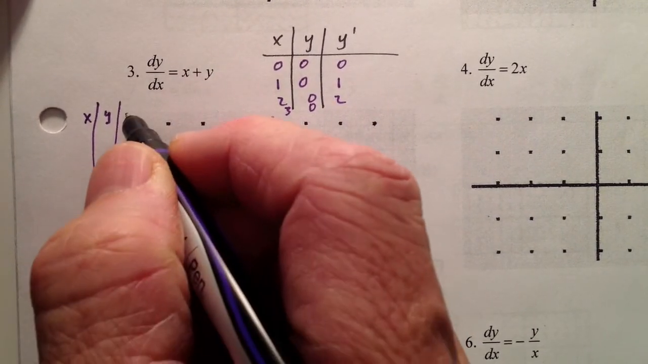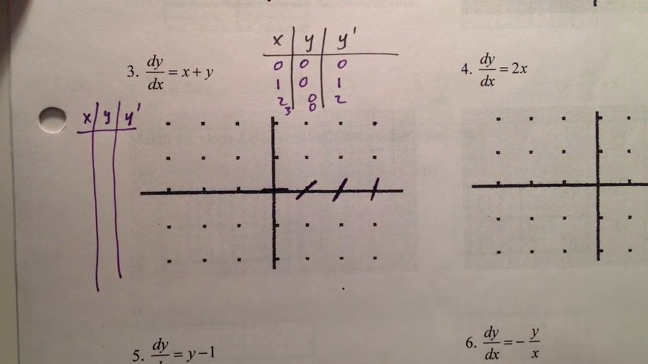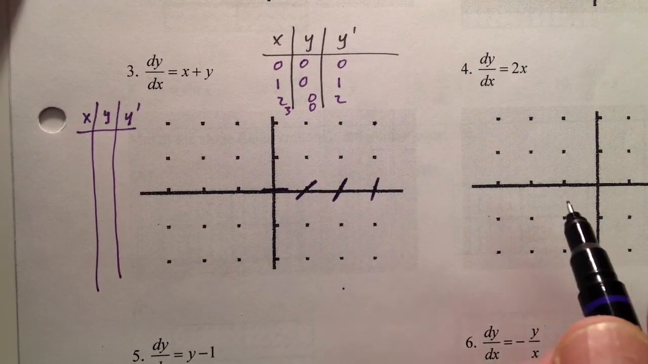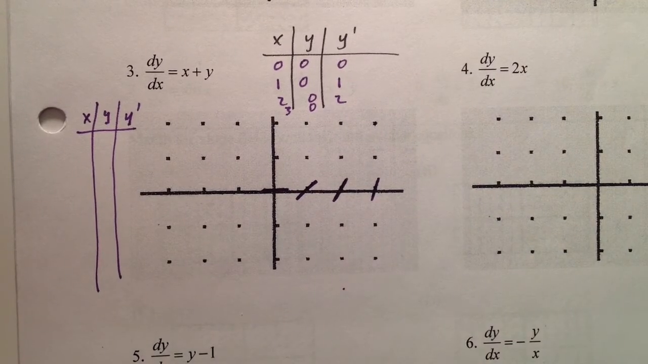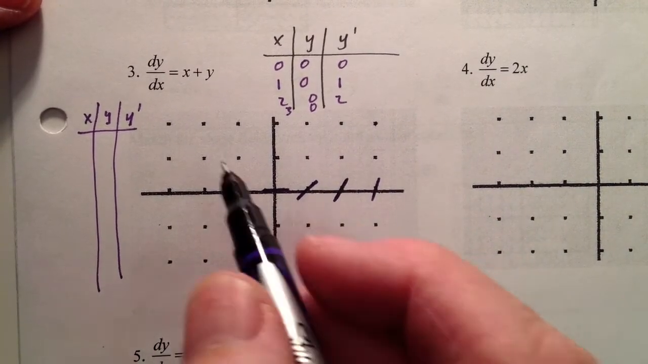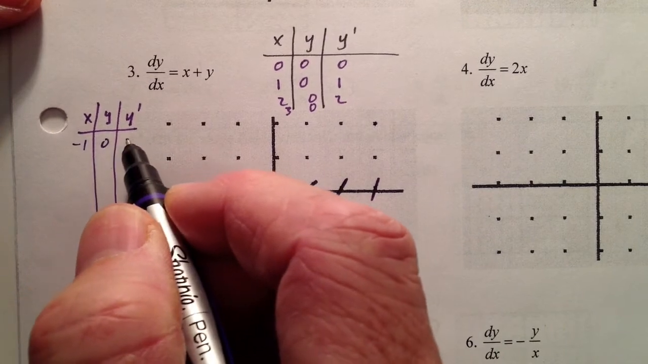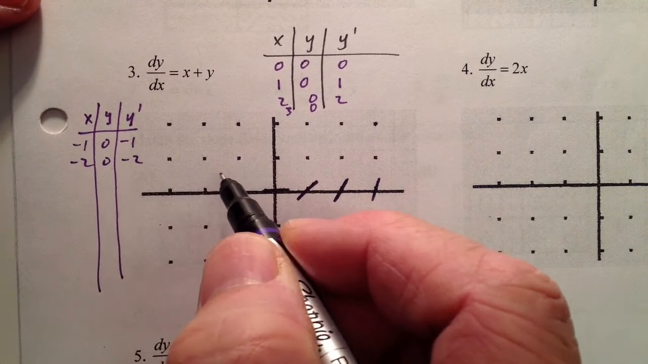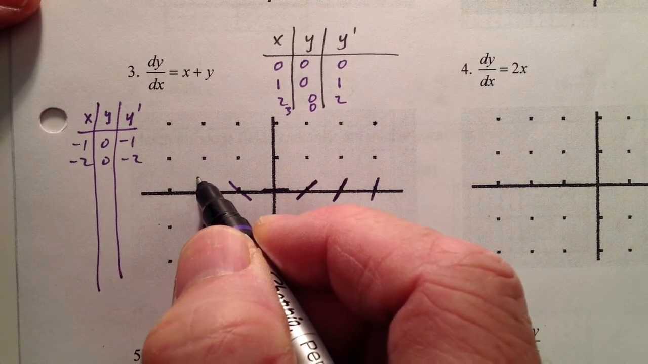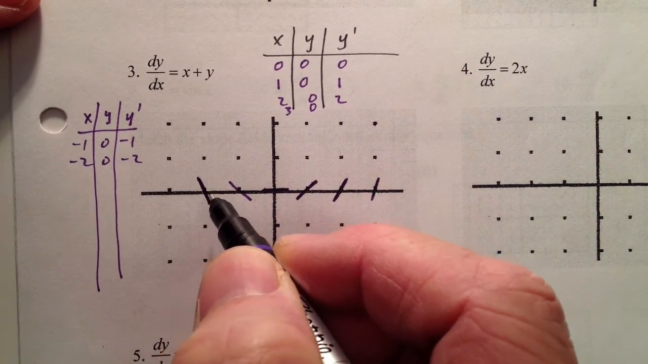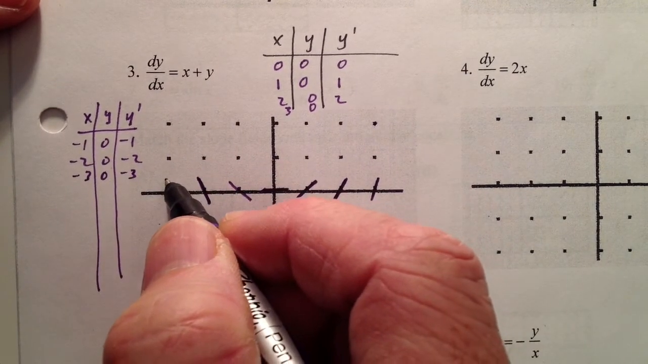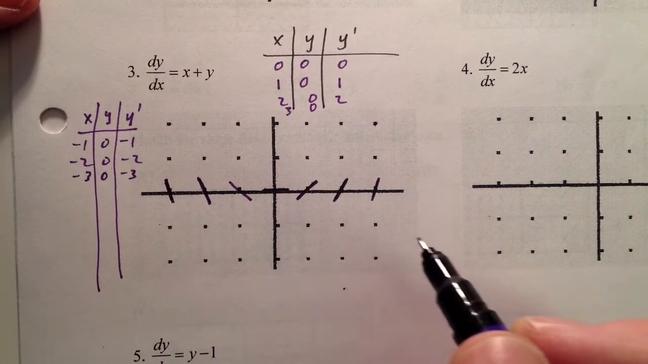So basically you would do the same thing for all of these different points. And yes, this is tedious, but you start to see patterns. You get a little bit faster at it after you do it for a little while. Negative 1, 0, we have a slope of negative 1. Negative 2, 0, a slope of negative 2. So you can see it starts becoming a little bit easier. Negative 3, 0, the slope is negative 3. Just make it a little bit steeper than the one just before it.